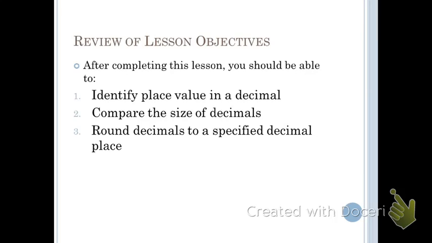Review of lesson objectives. After completing this lesson, you should be able to 1. Identify place value in a decimal, 2. Compare the size of decimals, and 3. Round decimals to a specified decimal place.